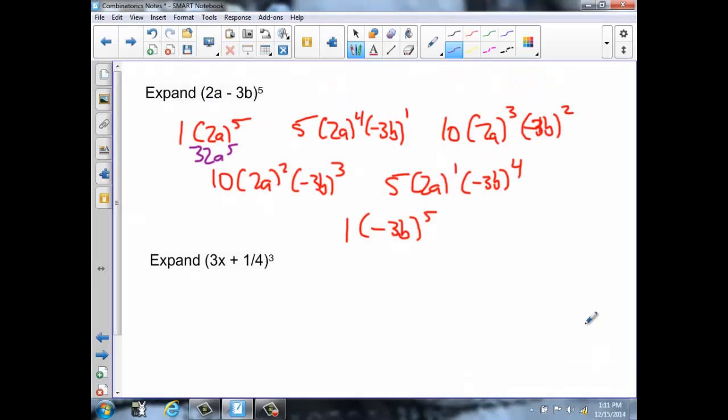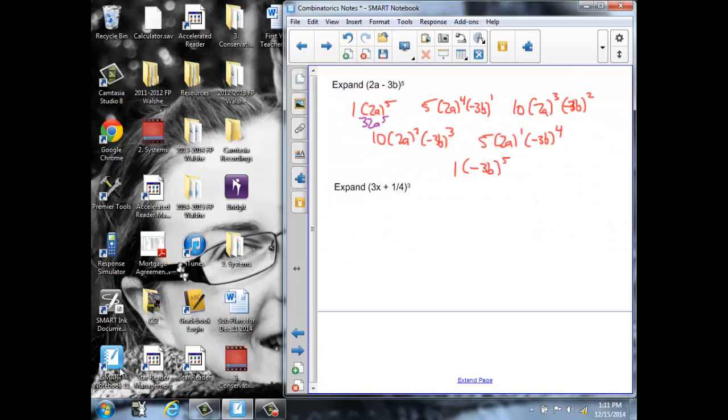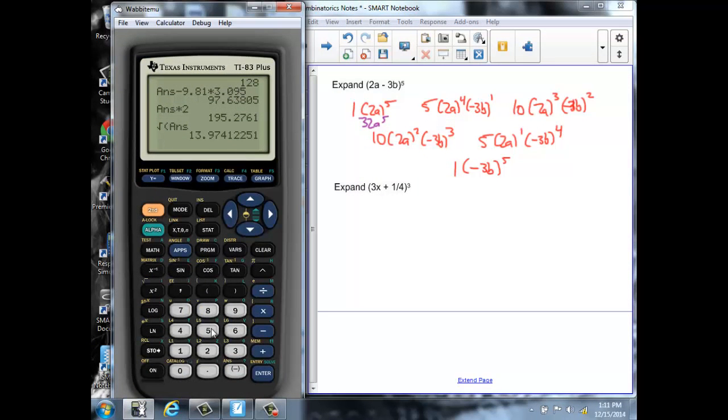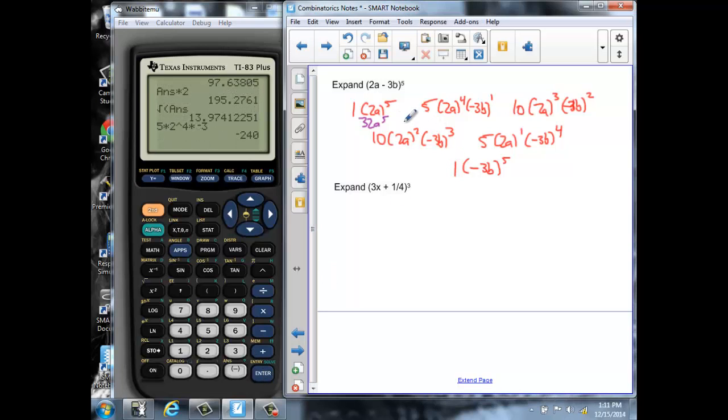For this one right here, the next one over, you're going to have 5, then you have 2 to the 4, and then you also have a negative 3. And so the coefficient in front of this guy will be negative 240. And you'll have 4 A's and 1 B.